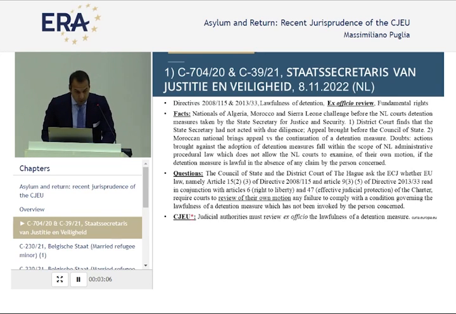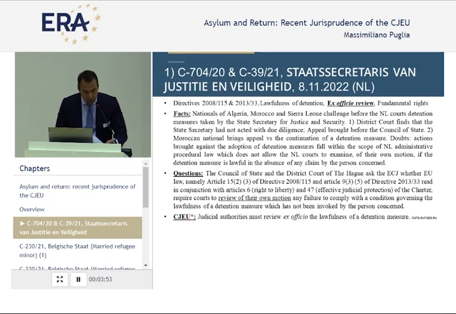So the questions brought before the Court of Justice concern whether EU law, and in particular Article 15, paragraphs 2 and 3 of the Return Directive, and Article 9, paragraphs 3 and 5 of the other directive, read in conjunction this time with two provisions of the Charter of Fundamental Rights, namely Article 6, the right to liberty, and Article 47, effective judicial protection, require courts to review of their own motion any failure to comply with the conditions related to the lawfulness of detention measures which has not been invoked by the person concerned.